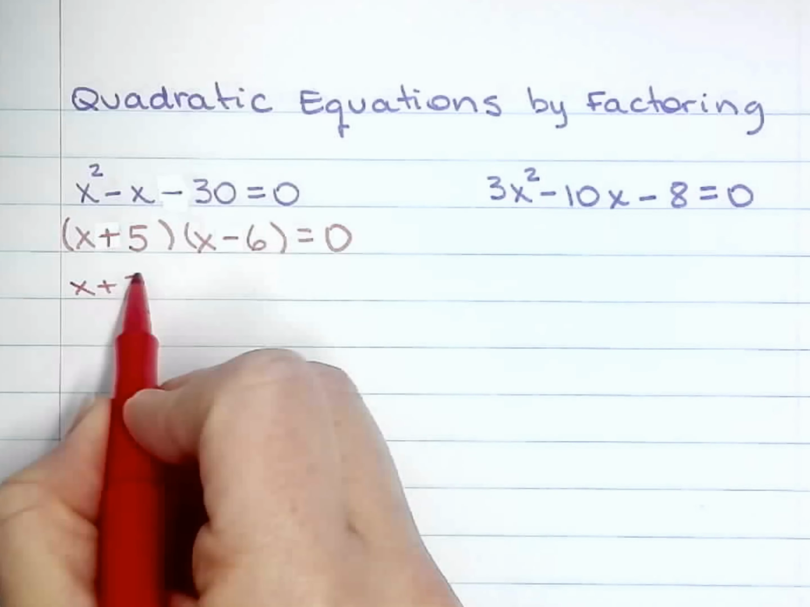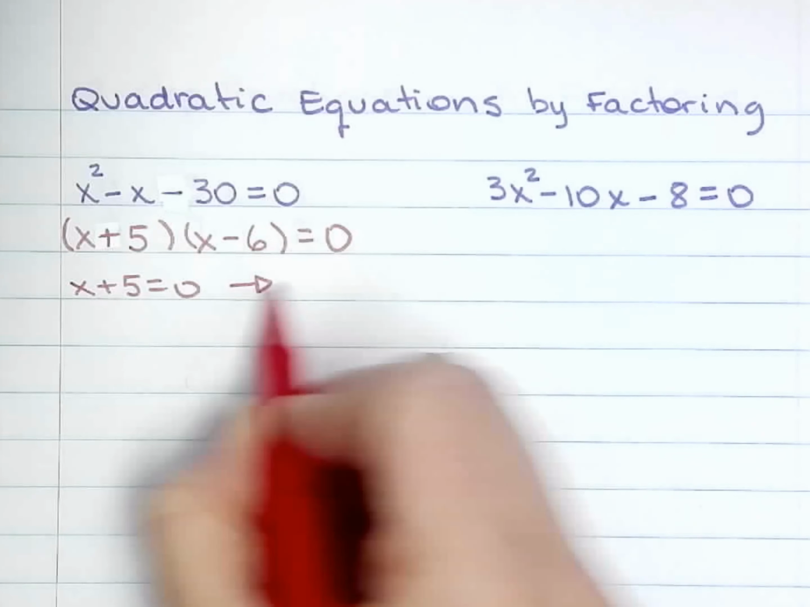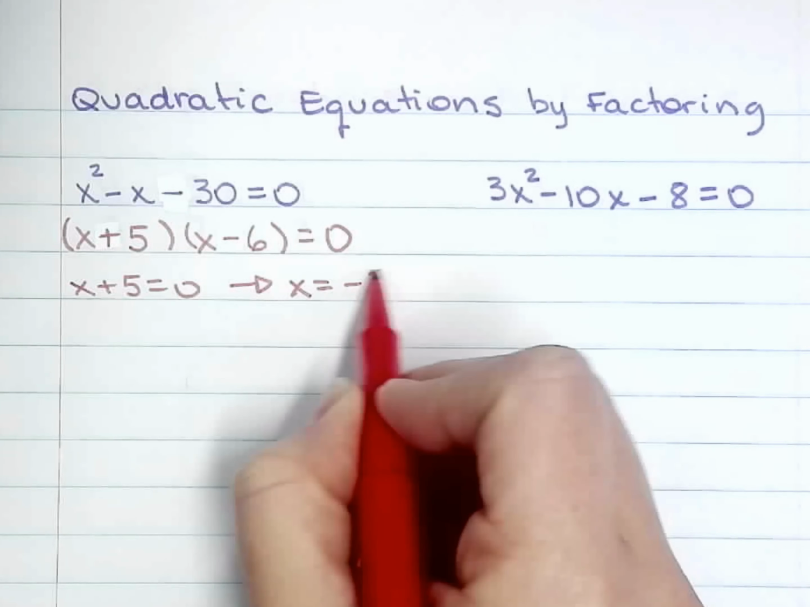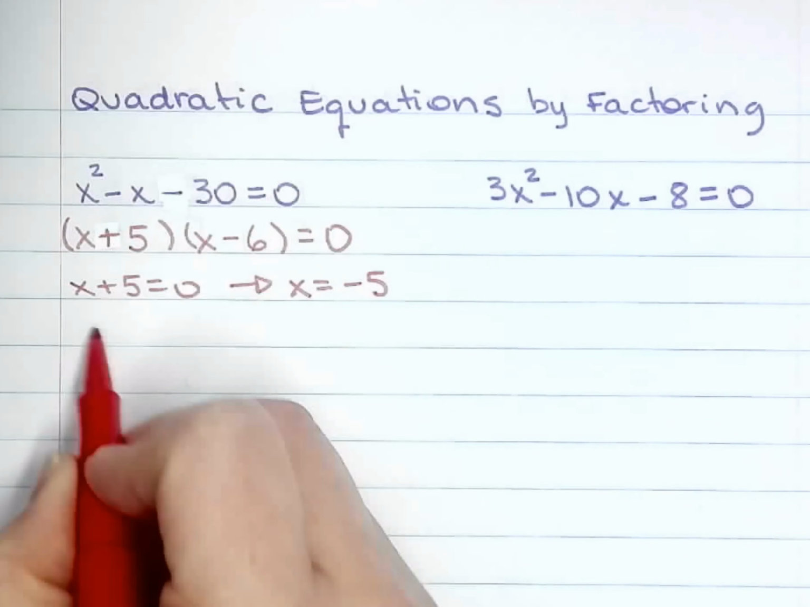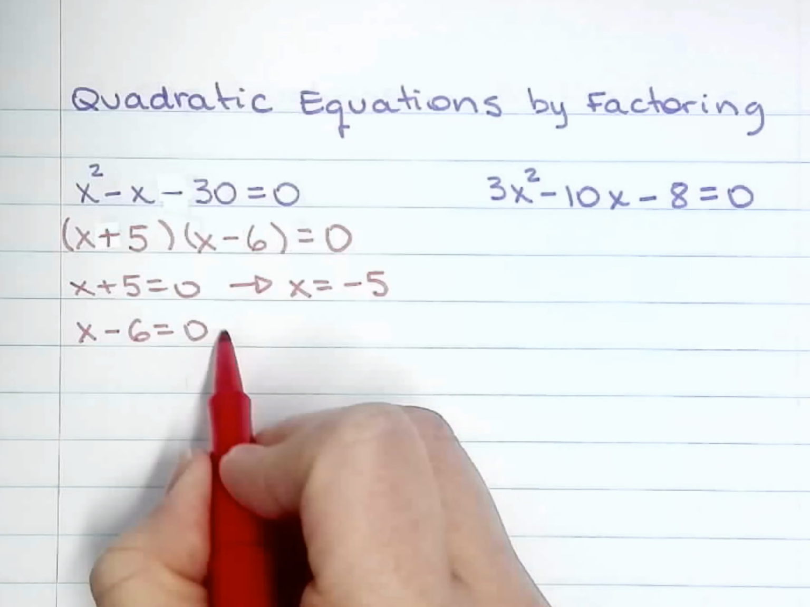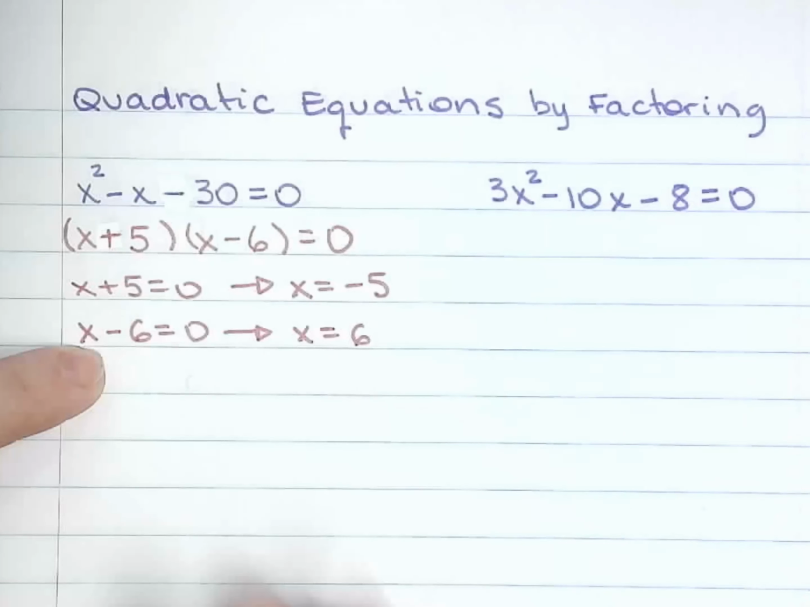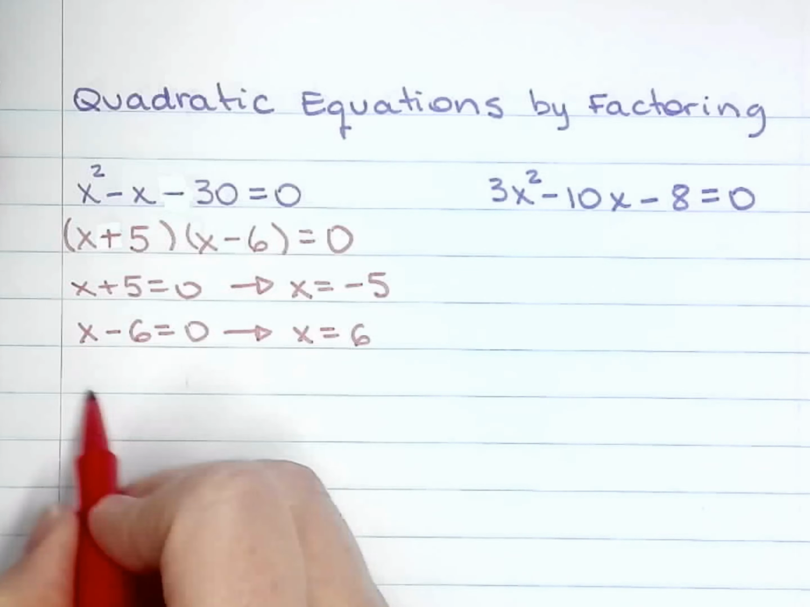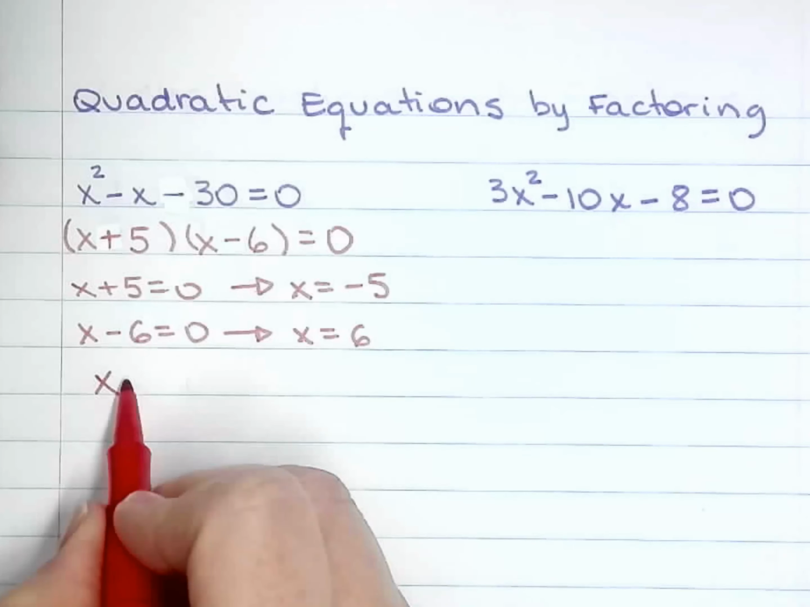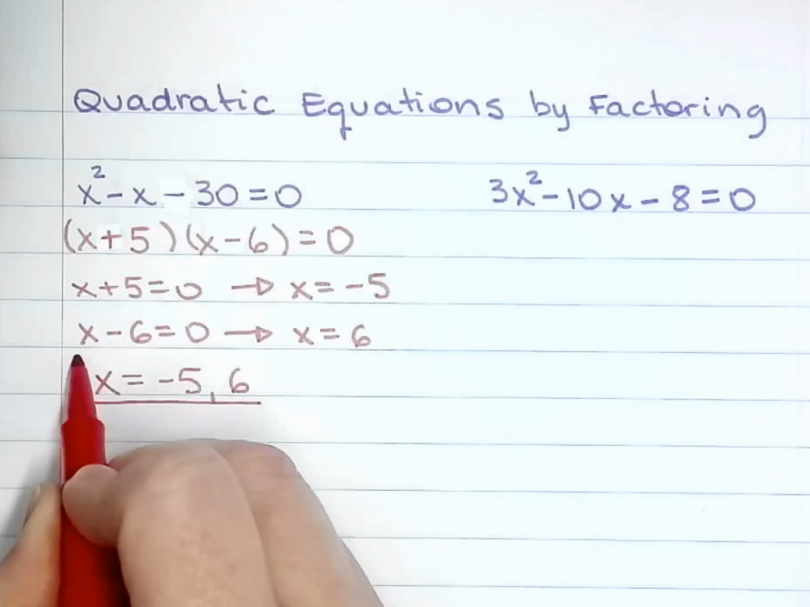So x plus 5 is a factor, set it equal to 0. From here, I know x will be negative 5. And the other factor is x minus 6, set it equal to 0. So from here, I'll have x equals 6. Okay? So your final answer, or your roots, will be negative 5 and positive 6.